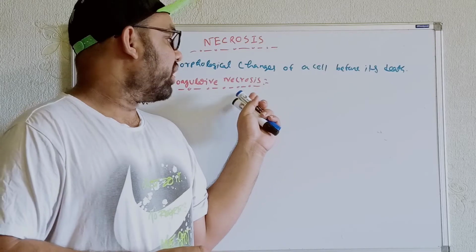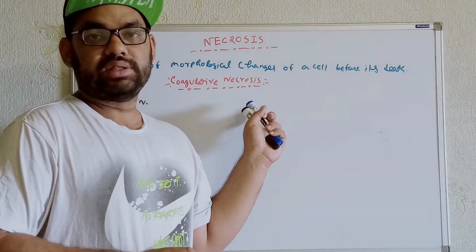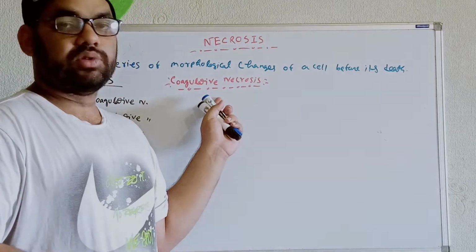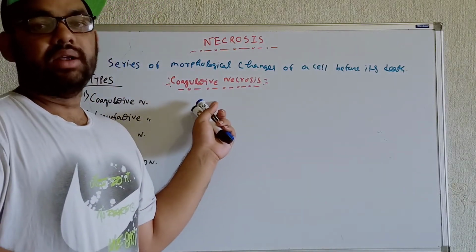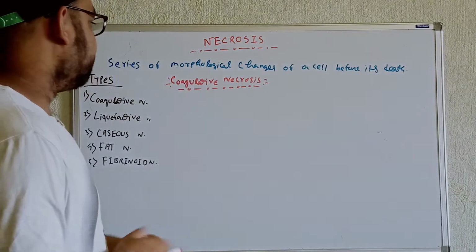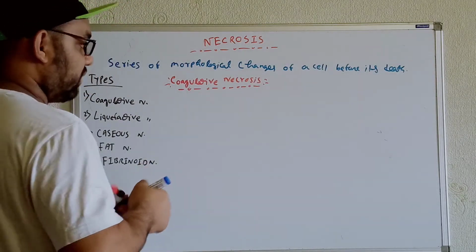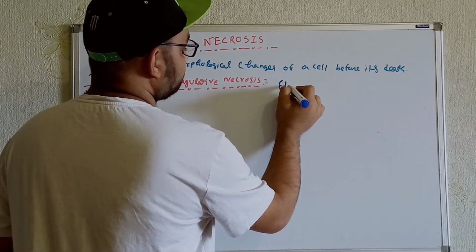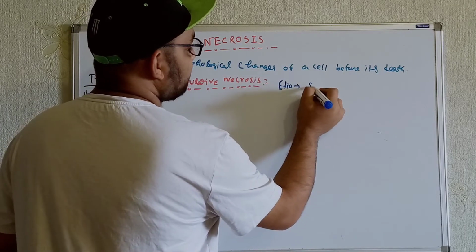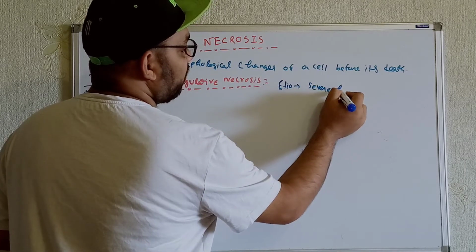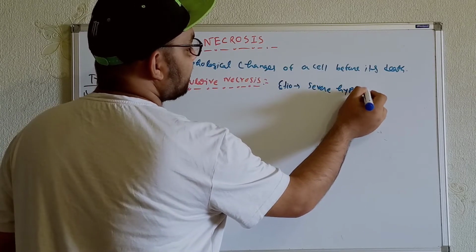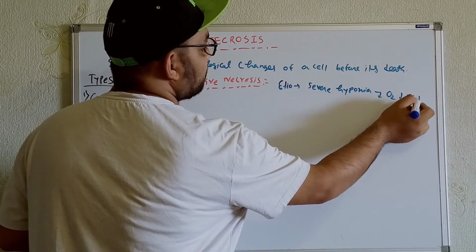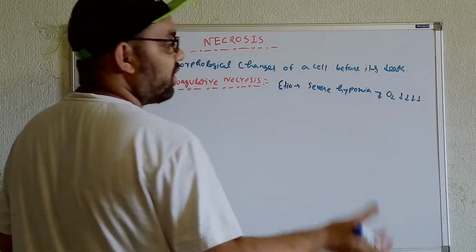In terms of coagulative necrosis, the etiology is deficiency of oxygen, so severe hypoxia. If you see severe hypoxia, then you can see this type of necrosis. Whenever we see severe hypoxia, we know the oxygen will be much less. The oxygen will be severely decreased. The oxygen will fall down.